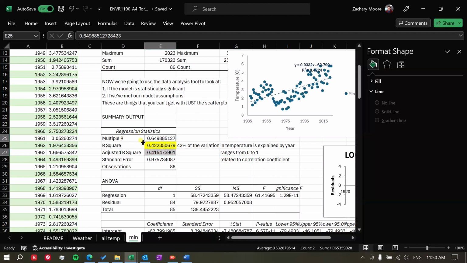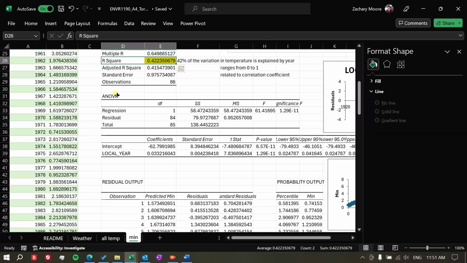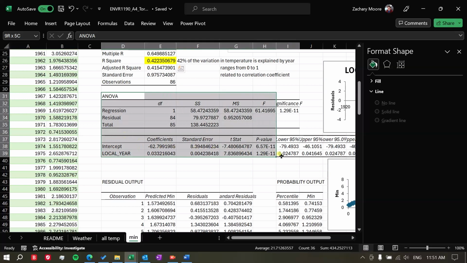And then there's these other kind of attributes of R, but this is the one that we're looking at right now for a very simple linear regression, and also has our number of observations there. So this is the first number that we want to look at in terms of our summary output to say, well, how good is this independent variable year at explaining our dependent variable temperature?